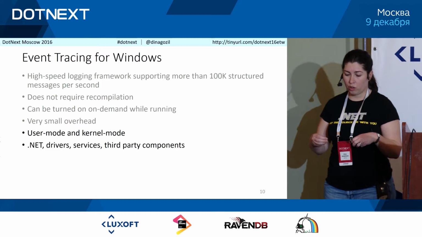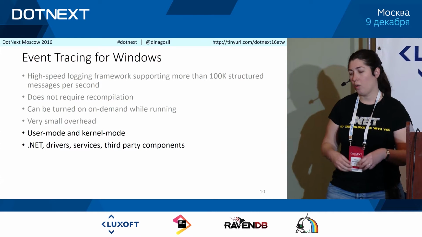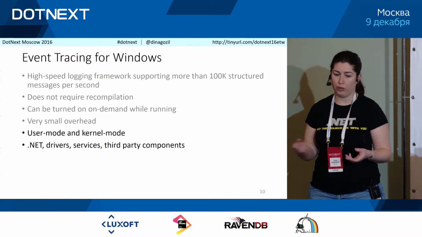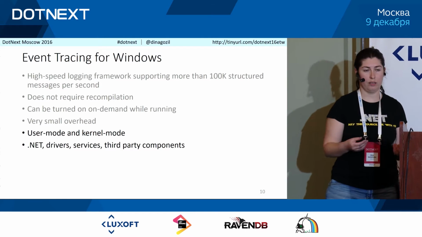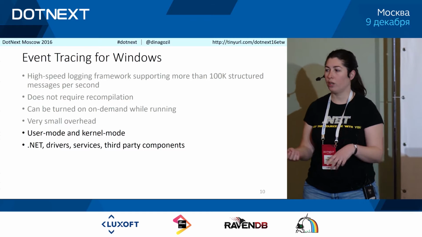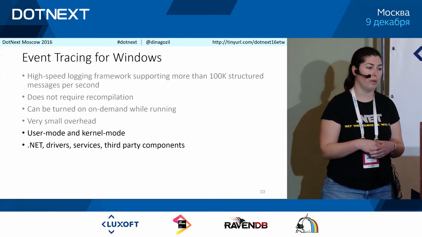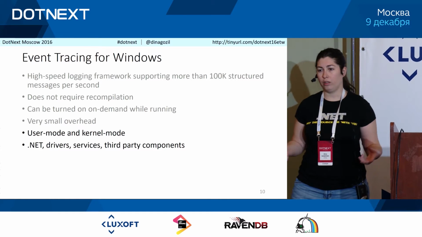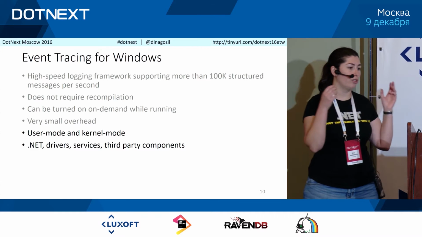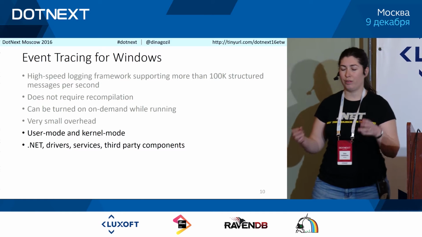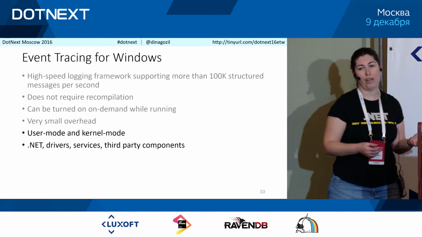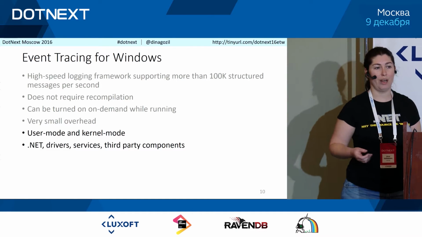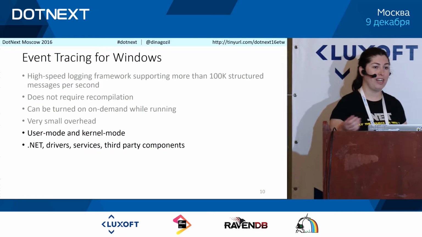And it's incorporated into Windows, so it's free for you as a Windows user and developer, and it's basically everywhere inside the system. You can get events from the kernel, you can get events from user mode stuff. It's all over the .NET framework. It's in drivers, in servers, in services, in third-party components. In fact, I recently found out that even Chrome can emit ETW events upon request, so that's pretty cool.